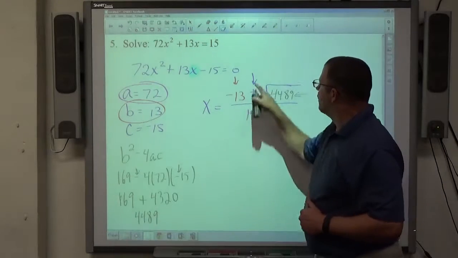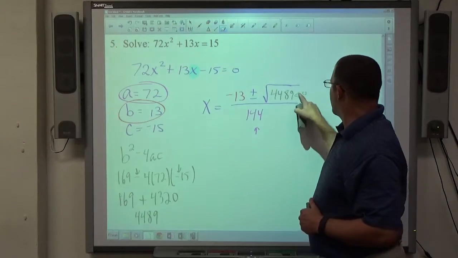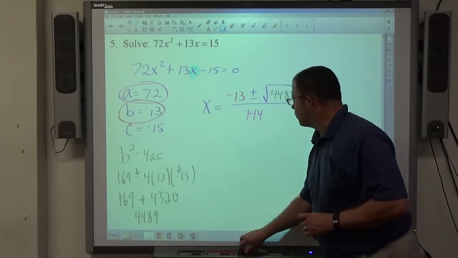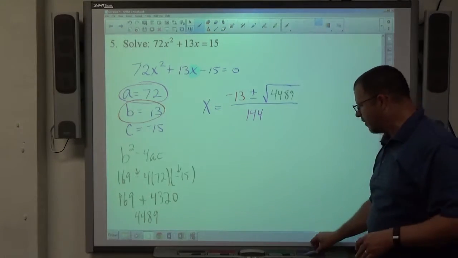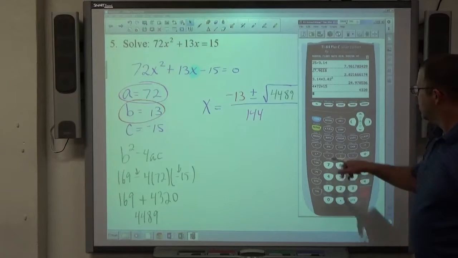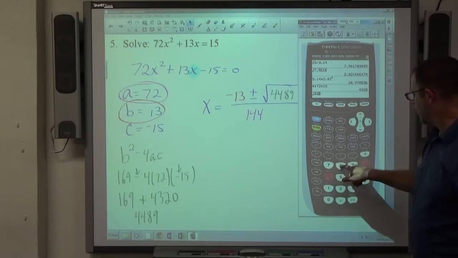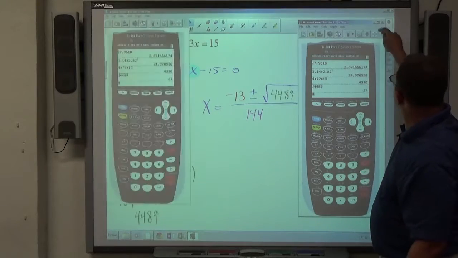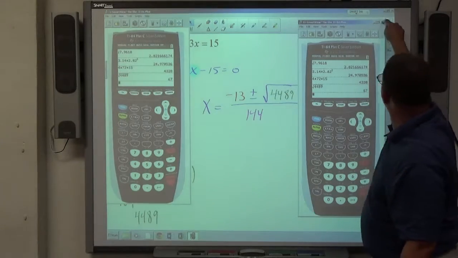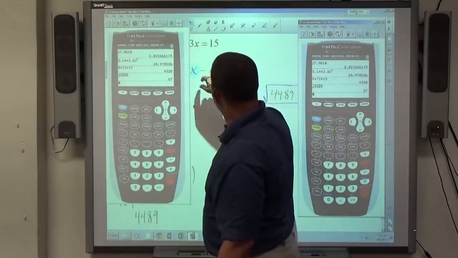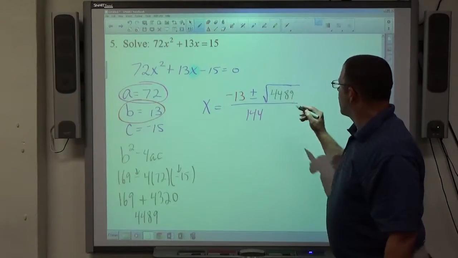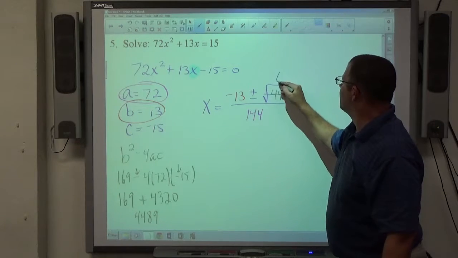Once I've established the value of the three pieces of the quadratic formula, my next job is to see if it simplifies it all. And that just really boils down to this 4,489, if it has a nice square root. So I try the square root of 4,489, it comes out to 67.